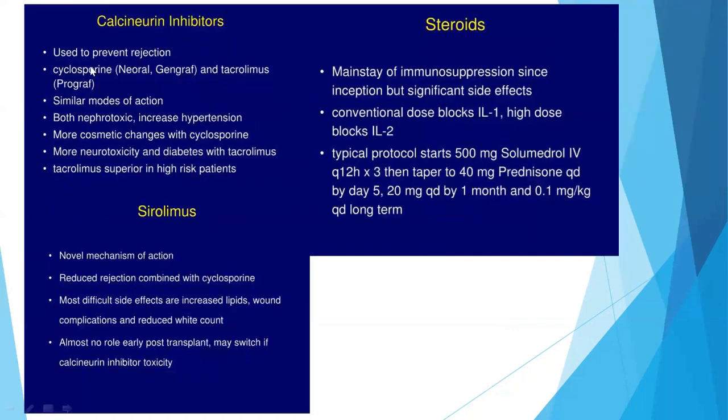Calcineurin inhibitors are used to prevent rejection. Cyclosporine and tacrolimus are the ones present here. They all have similar modes of action. Both are nephrotoxic and they increase hypertension in the patient. The more cosmetic changes are present with cyclosporine, and more neurotoxicity and diabetes risk is present with tacrolimus. But tacrolimus is superior in high-risk patients.